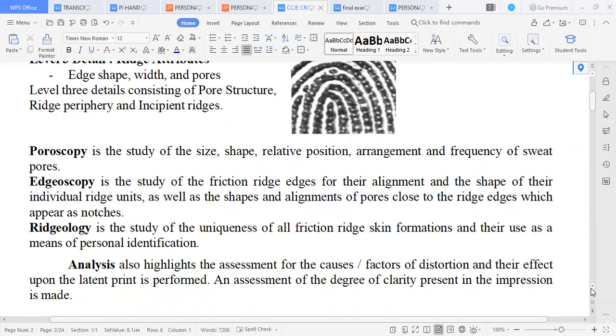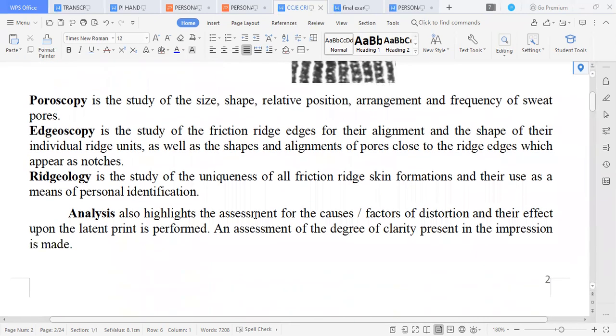So in addition, analysis also highlights the assessment of the causes or factors of distortion and their effect upon the latent print. An assessment of the degree of clarity present in the impression is made. So it is very important that the clearness of the fingerprint would help us to make a better analysis.